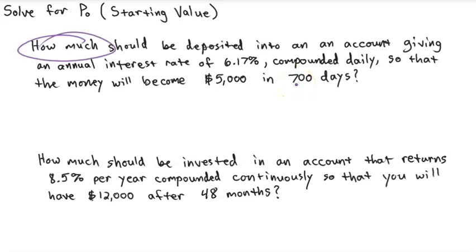It says how much should be deposited? Okay, how much is deposited? That's what's happening at the beginning. We're depositing some money, and it's saying how much should be deposited into an account that gives an annual interest rate of 6.17% compounded daily. Okay, so this is another one of those situations where it's an annual interest rate, but it's compounded daily, so we're going to have to divide by 365 so that the money will become $5,000 in 700 days.